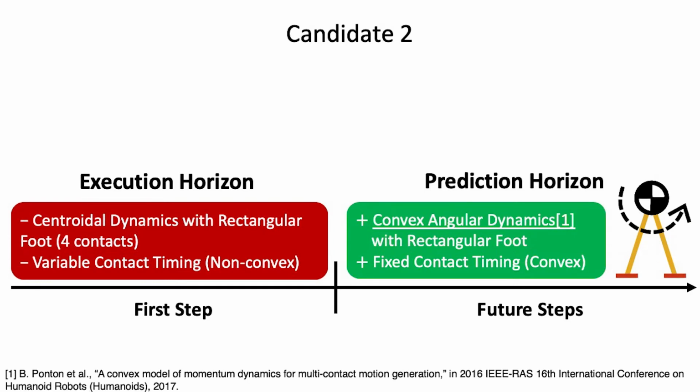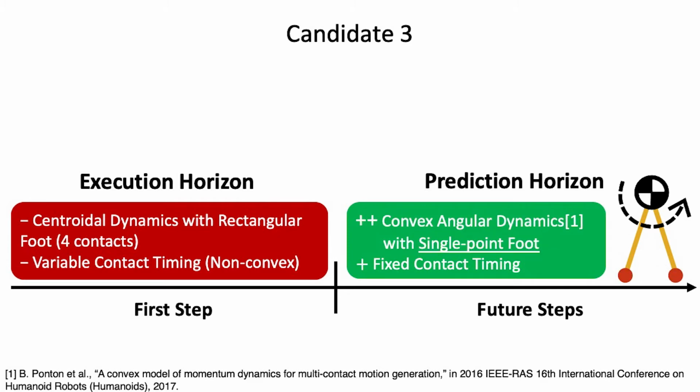For the second candidate, the prediction horizon employs a convex relaxation which includes both the linear center of mass dynamics and a convex approximation of the angular momentum rate dynamics. Same as the first candidate, the robot foot remains rectangular, and the contact timings are fixed. For the third candidate, the prediction horizon considers the same convex relaxation of the second candidate, while switching the rectangular foot to single-point foot. This further reduces the dimensionality of the problem.